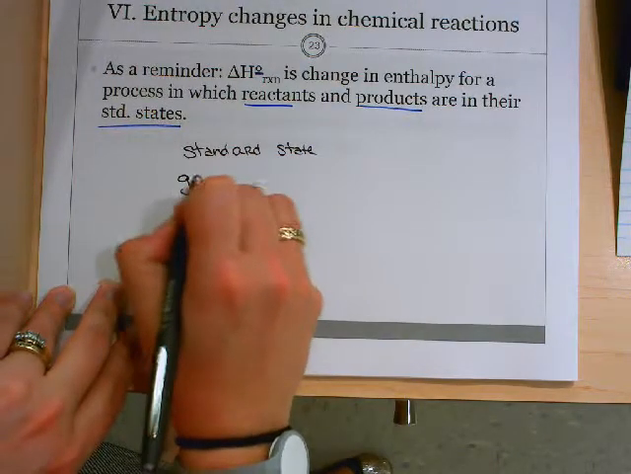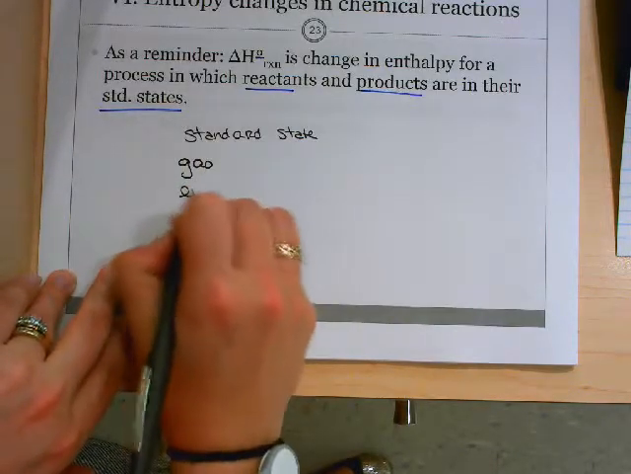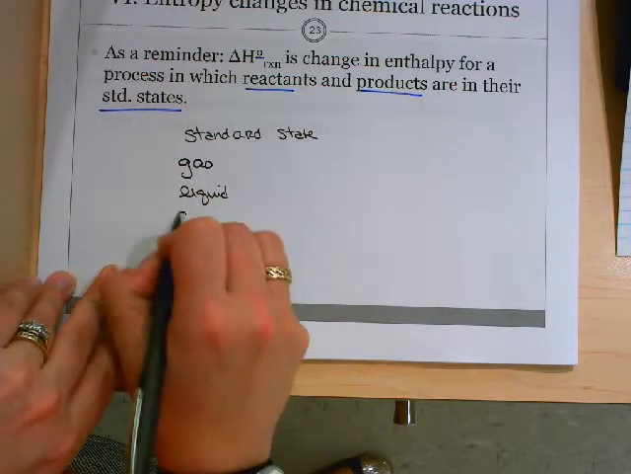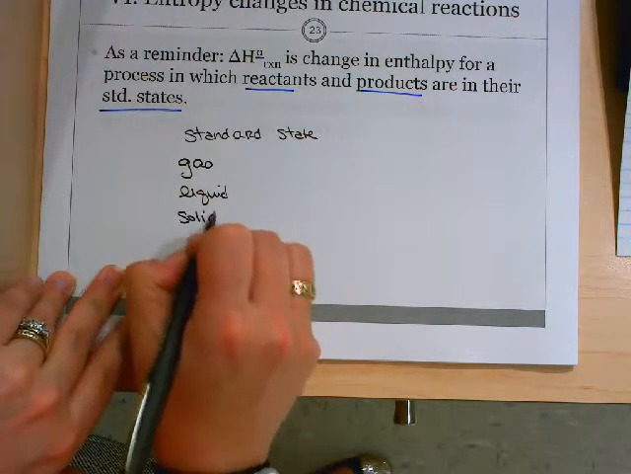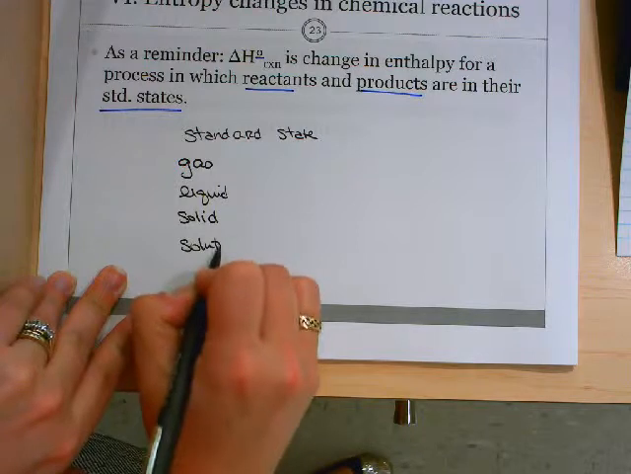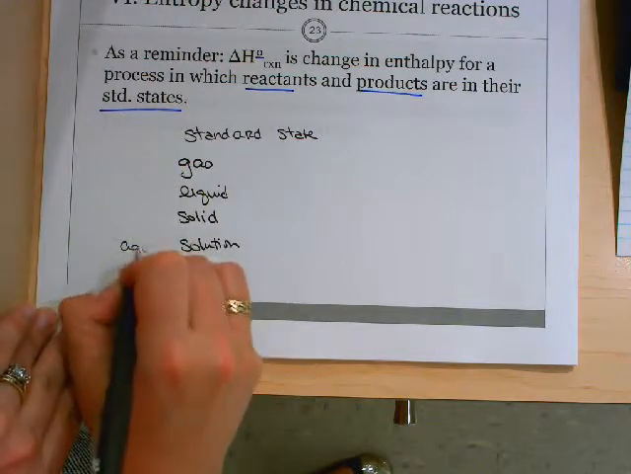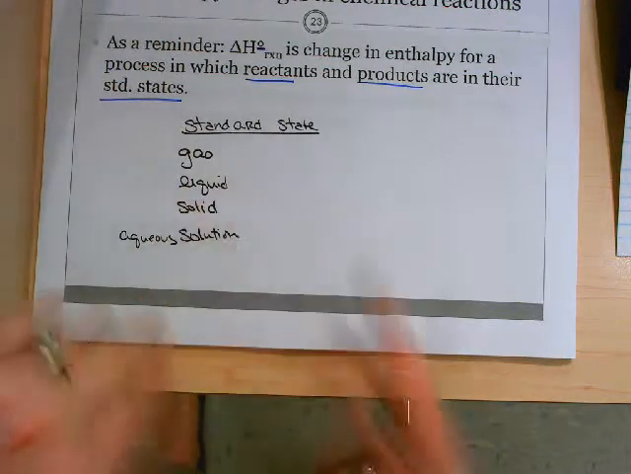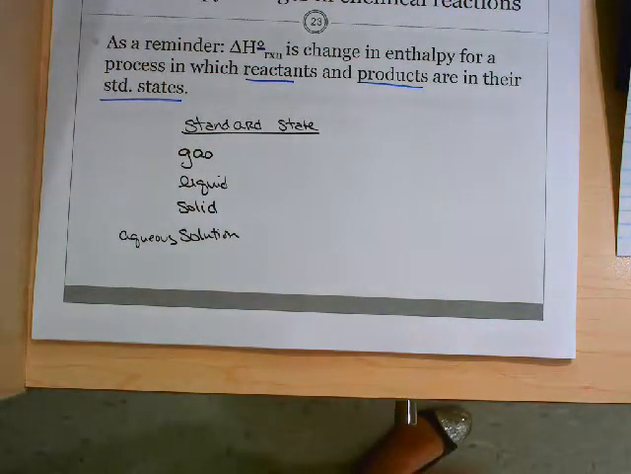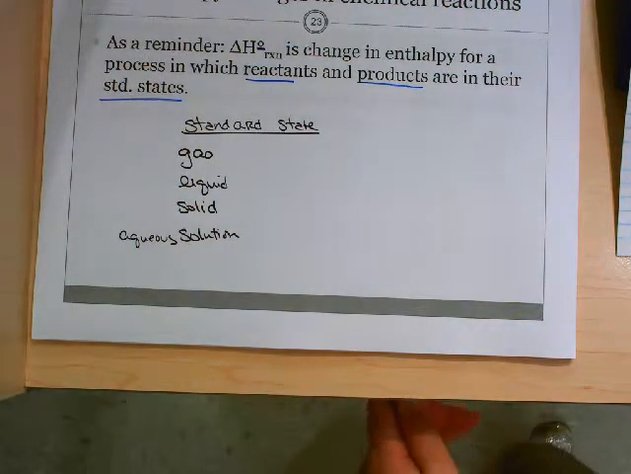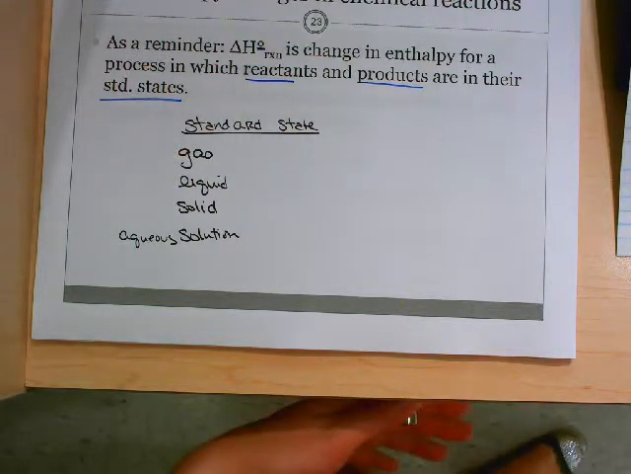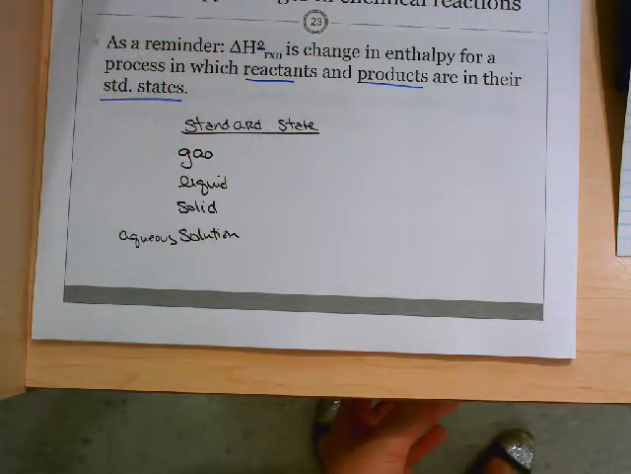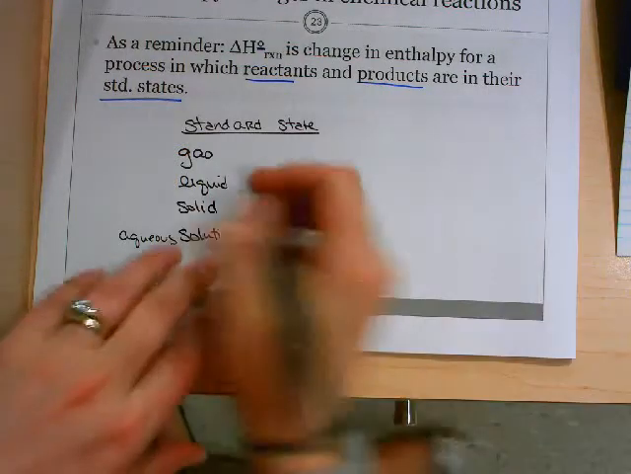Alright, so right there's gas, liquid, solid, aqueous solution. Alright, so if I'm talking about a gas, what pressure do you instantly think of as normal for gas? 1 atmosphere. So that's what gas is.